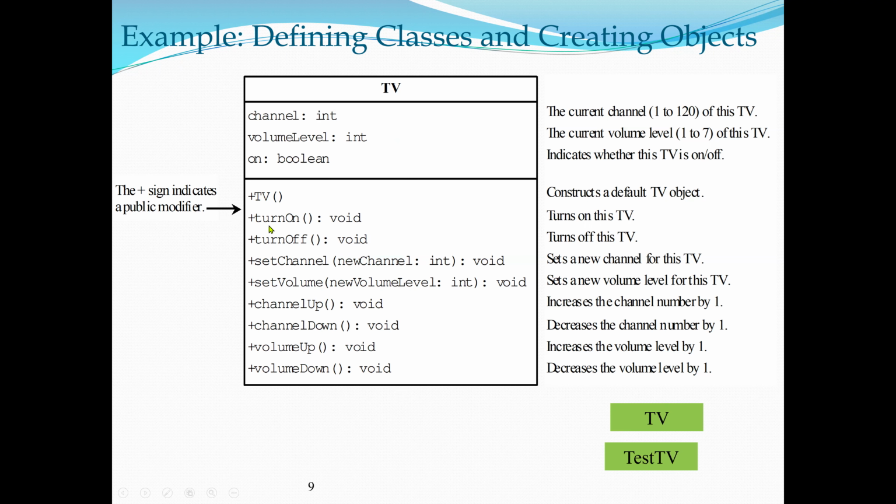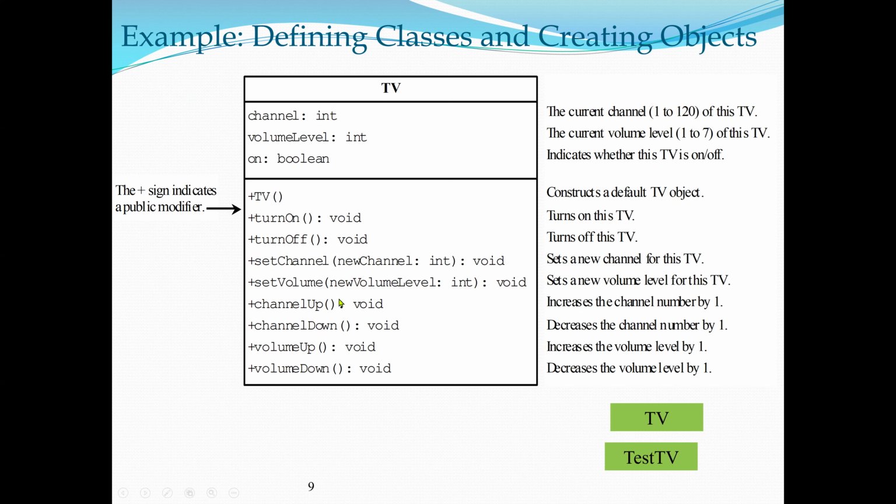Then we have a method to turn on and also a method to turn off the TV. Then we have a method that can change the channel, set the channel. We also have a method to set the volume. We also have a method to channel up, which is to increase the channel, or channel down to decrease the channel. The same applies to volume up or volume down.